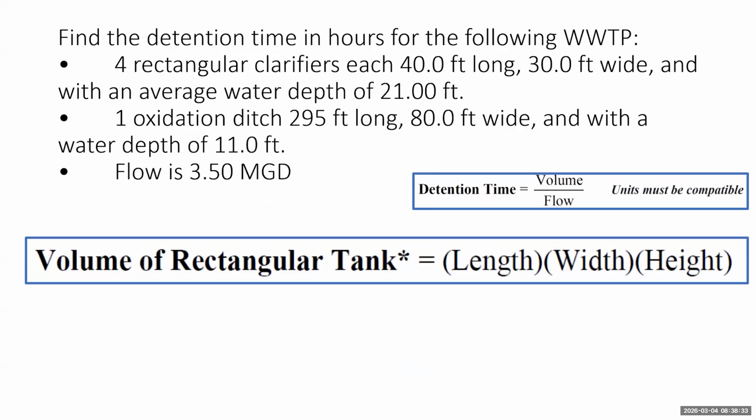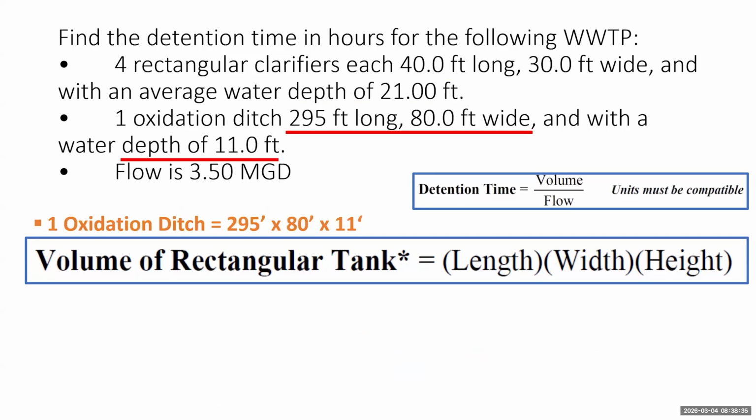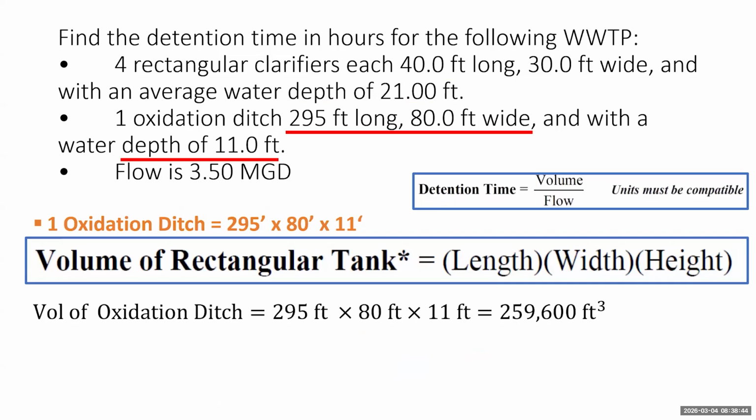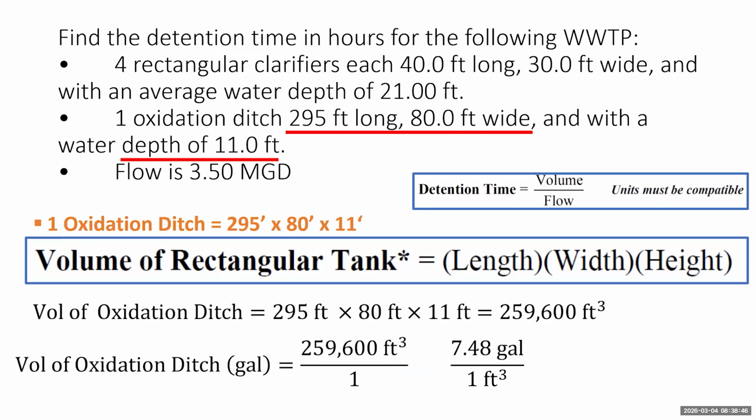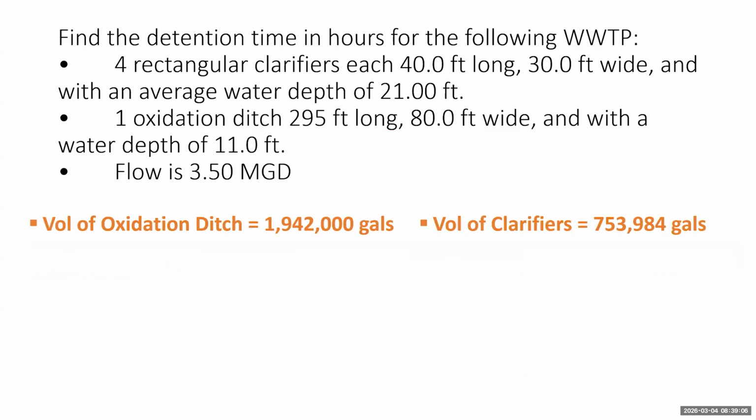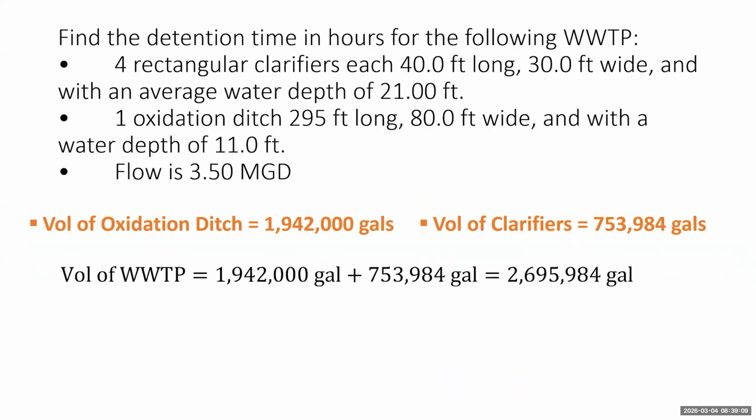So next we're going to take a look at the oxidation ditch. So we know that we've got the length, the width, and the depth. So we know we're going to use that same volume equation and come up with the cubic feet. And then we're going to do the unit conversions. We cancel out the units that match and get our answer of 1,942,000 gallons. So now we know the volume of the 4 clarifiers plus the volume of the oxidation ditch. So we can add those together and get our total volume of the wastewater treatment plant.